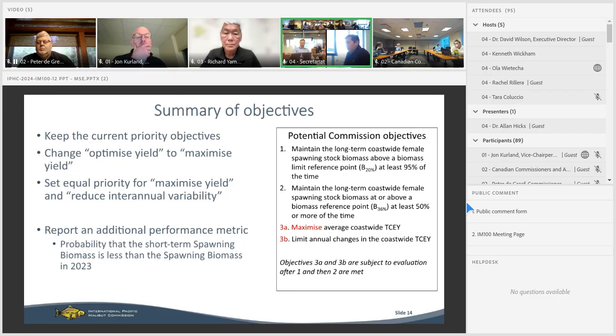And so you'll see in the results, I'll report the probability that the short-term spawning biomass is less than the spawning biomass estimated in 2023. So here on the right are potential commission objectives in priority order, noting that the last two there are numbered 3 and given A and B to indicate that they are subject to evaluation after 1 and 2 are met and are in equal priority order. So potentially this is a way to answer a question earlier on how can we incorporate this in the priority set of objectives succinctly.